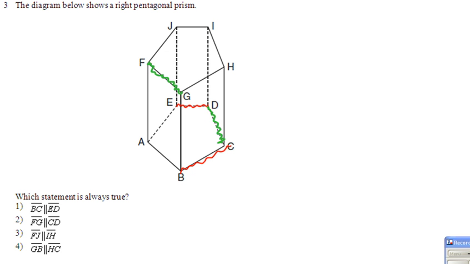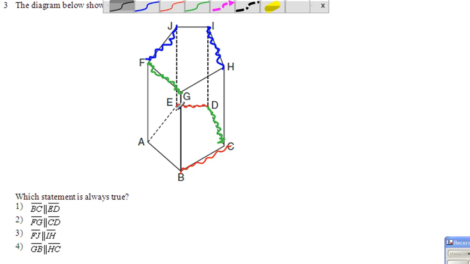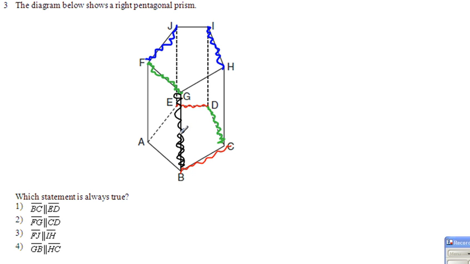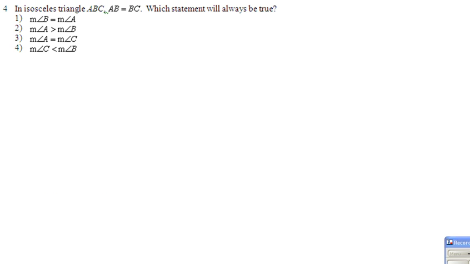So FJ and then IH. FJ, which is this one, and IH. This looks somewhat familiar, such as the red one, the first choice. They're not going to be parallel. GB, which means this vertical line, and then HC, which is another vertical line right here. We realize that these two are parallel. In fact, these are the opposite sides of a rectangle, which we know to be parallel. Our answer will be choice number 4.